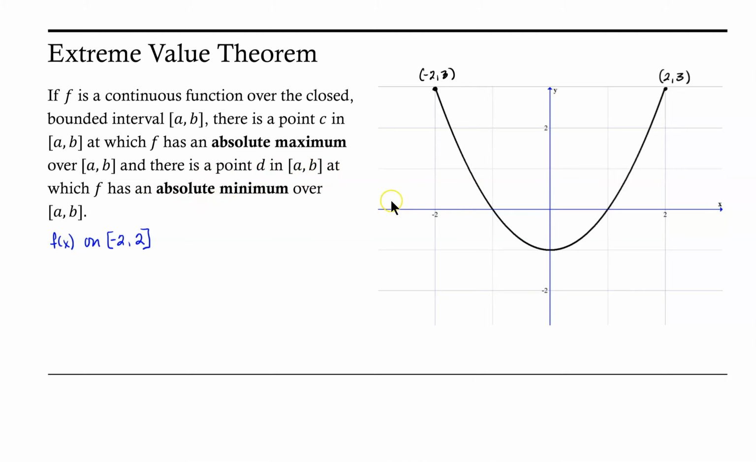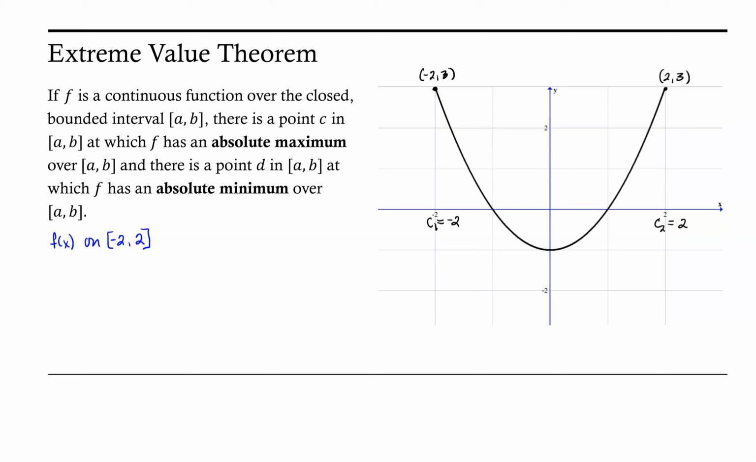Now, looking at our graph here, we're looking for the absolute maximum, which is the largest output value or the largest y value. And we can see from our graph that that's going to be a y value of 3. And that happens at two locations. So we have two c values that produce this absolute maximum. We could say that c1, or the first of those values, is -2. And we could say that c2, or the second of those values, is 2.